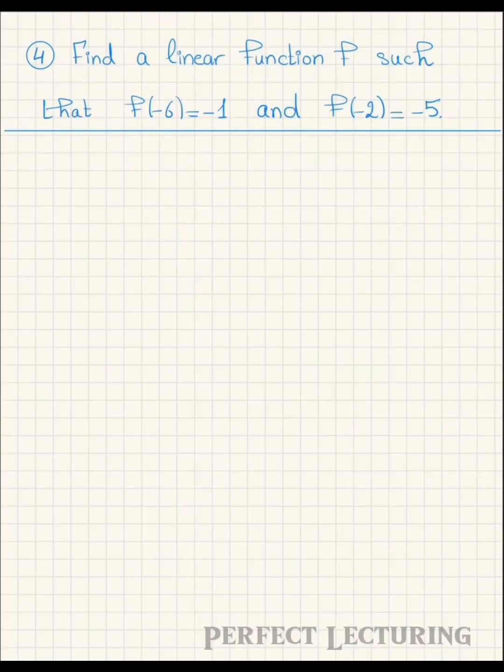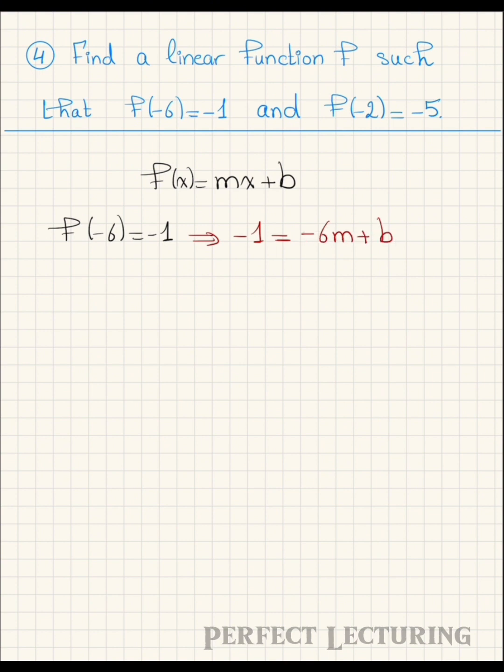Let us move on to exercise number 4. We have to find the linear function. Since it's linear, we know that it's f of x equals mx plus b. We are given that f of negative 6 is equal to negative 1, and f of negative 2 is equal to negative 5. f of negative 6 equals negative 1 means that if I replace x by negative 6, I will get negative 1. So, negative 1 is equal to m times negative 6 plus b, which is negative 6m plus b. Similarly, f of negative 2 is equal to negative 5, which means negative 5 is equal to negative 2m plus b.